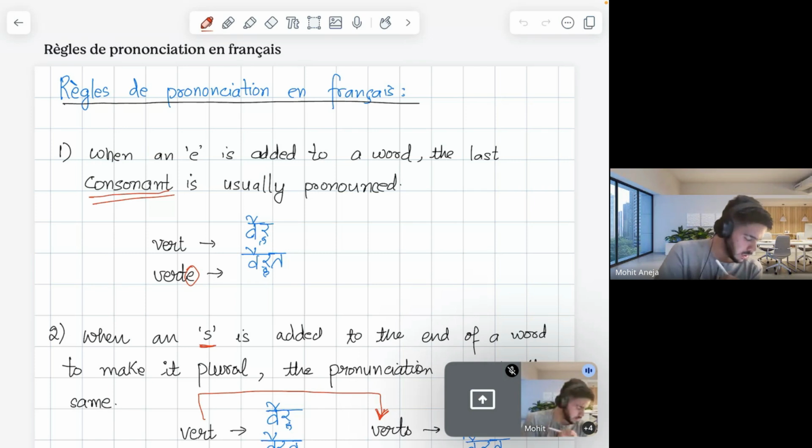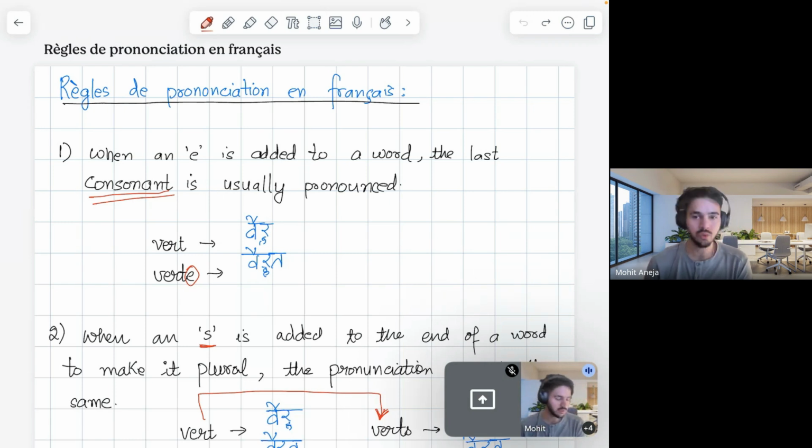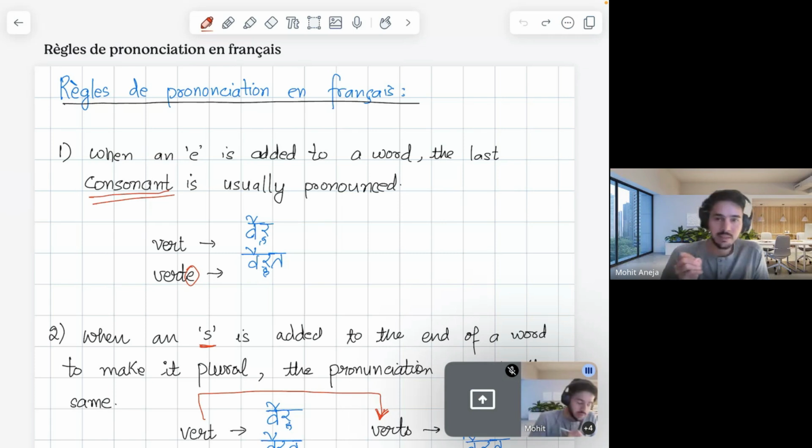Okay, no worries. So I'll start with the first rule, which is when an E is added to a word, the last consonant is usually pronounced. Okay. So the last consonant is usually pronounced, meaning that whenever there is a consonant at the end of the word, it's usually not pronounced. And I'll discuss which are the exceptions. But take, for example, vert. Okay, this is V-E-R-T. It's pronounced as ver. The T is not pronounced.